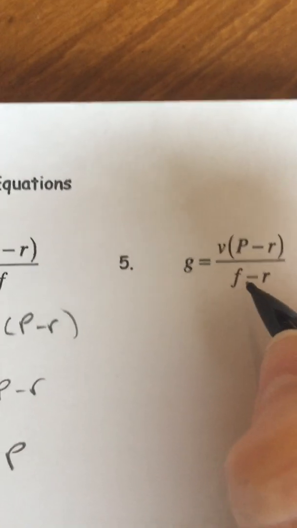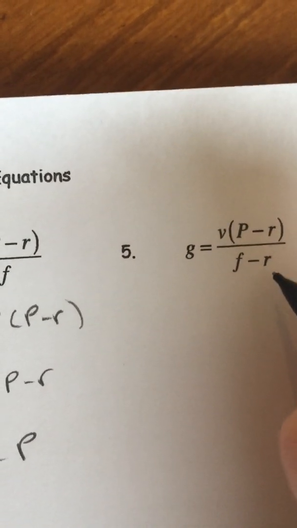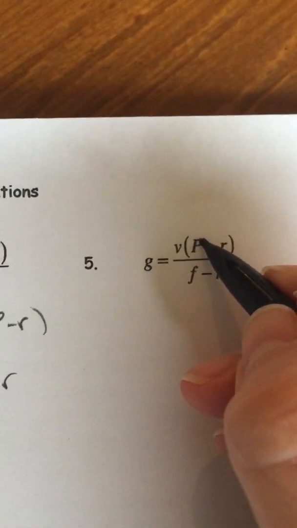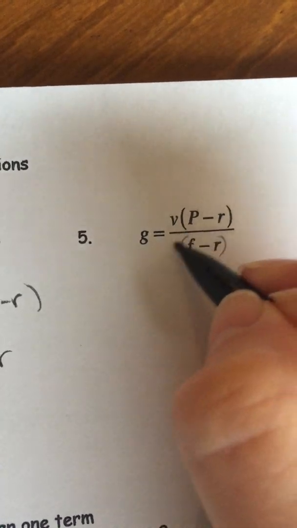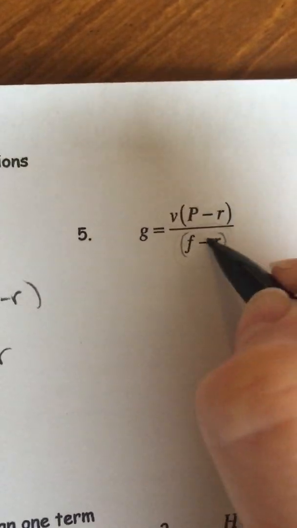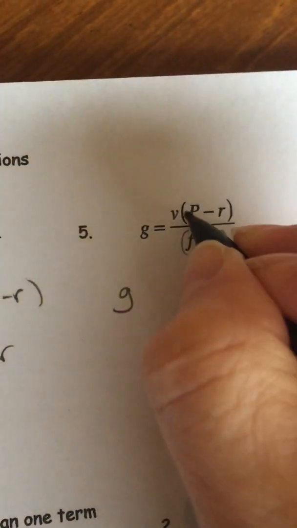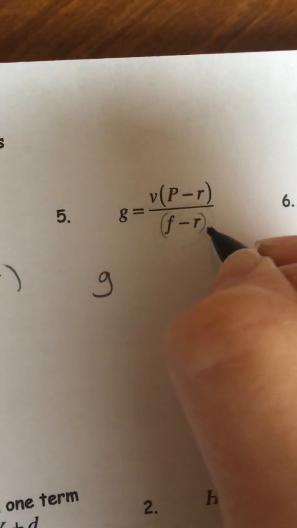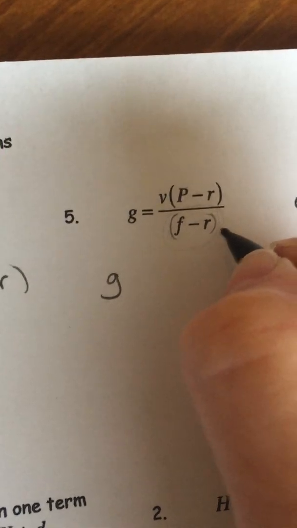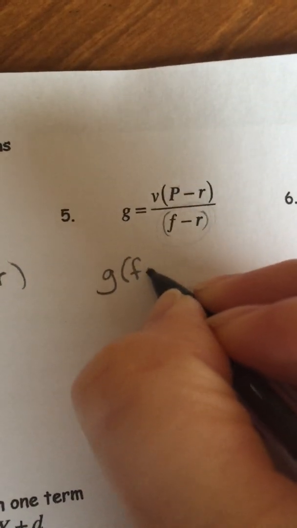The next one, I'm going to say, ooh, I really don't like that. The thing I need is in the top. This whole thing's on the bottom. I'm going to clear the fraction by multiplying both sides by all of this. That whole bottom I'm going to multiply, because this whole thing that I'd like to get by itself is being divided by all of that. So I'm going to multiply both sides by all of that. F minus r. Oopsie.